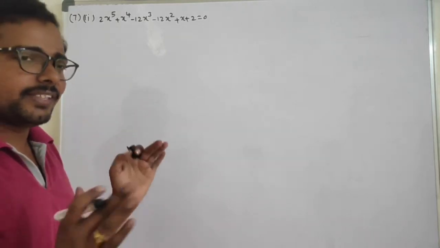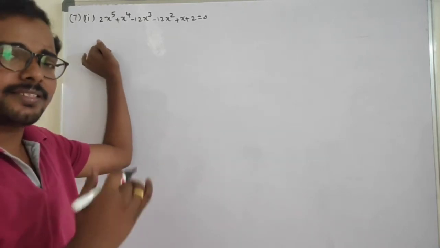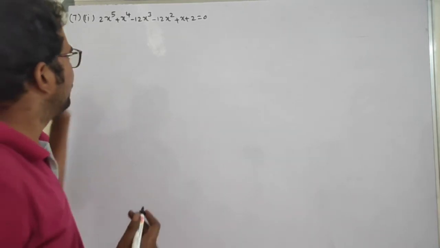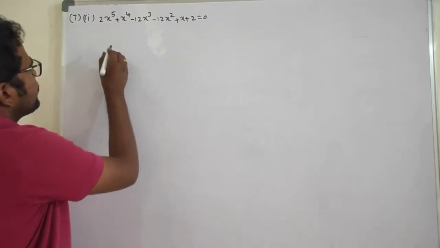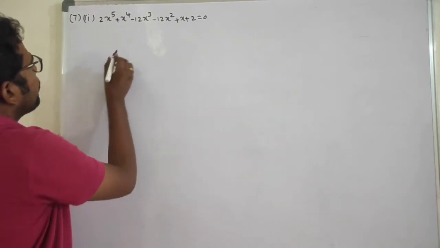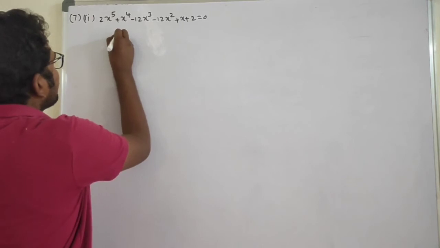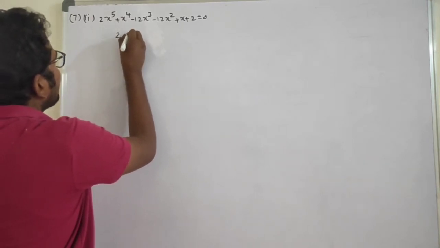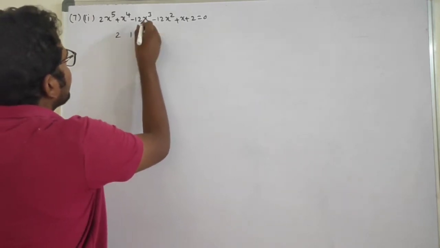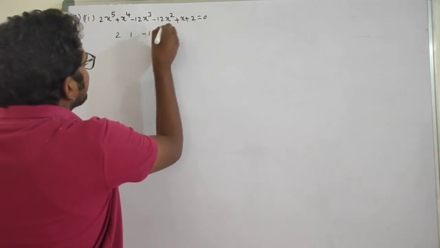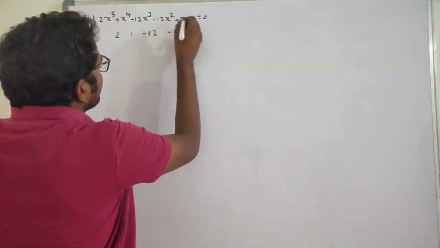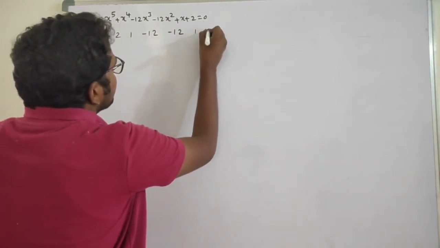After the fourth degree equation, same as the previous question, the first question we did, we have to do it in the same model. Okay? First, by using Horner's method, what is the x power 5 coefficient? 2. So 2 is the coefficient. X power 4 coefficient 1. X power 3 coefficient minus 12. X square coefficient minus 12. X coefficient 1, constant 2.